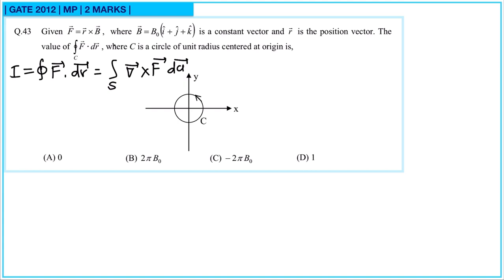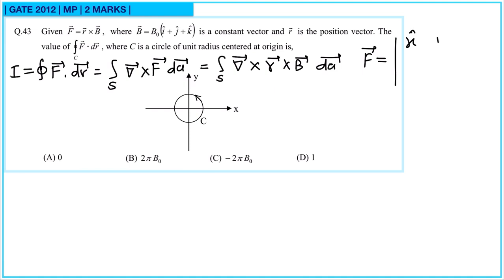Now f bar is equal to r bar cross b bar. So this will be equal to the surface integral of curl of r bar cross b bar into dA bar. So let us calculate f bar, and then we will find out its curl as well. So f bar is equal to r bar cross b bar. So that is x cap, y cap, z cap.